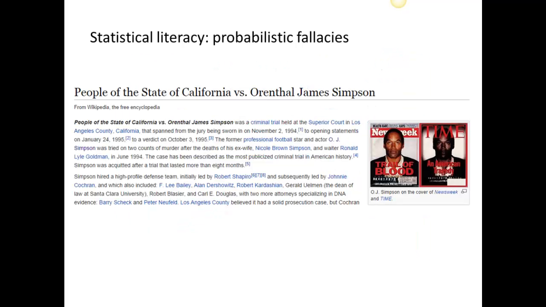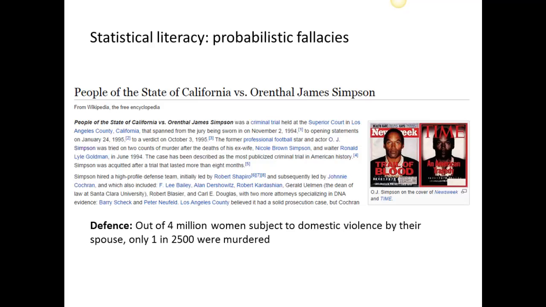There are many examples of fallacious statistical reasoning. This one is the case of a famous actor and ex-American footballer O.J. Simpson, who was accused of killing his wife. There was evidence of domestic violence towards his deceased wife, but the defence told the jury that of the 4 million women battered by their husbands the previous year, only 1 in 2,500 was actually murdered. That sounds like a compelling probability for the defence.